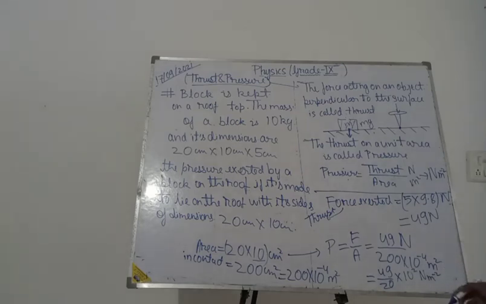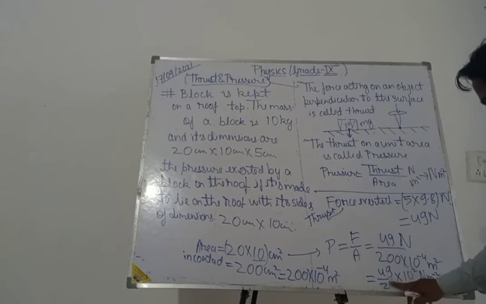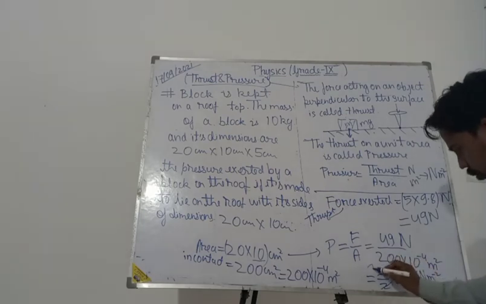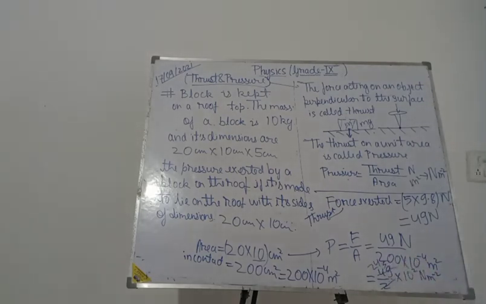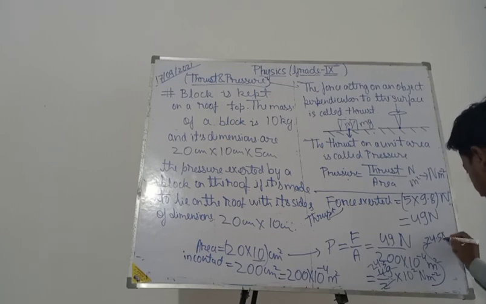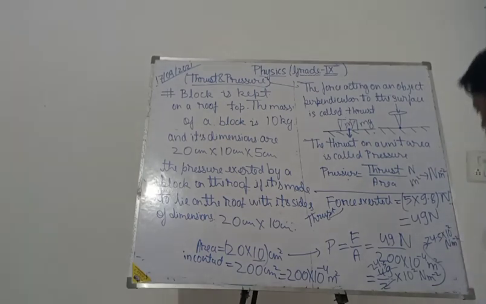Further, if you want to solve, we can divide it. This 2 will go with 49, that is 24.5. So we will be getting 24.5 into 10 to the power 2 Newton per meter square. This is the amount of the pressure which we will be getting.